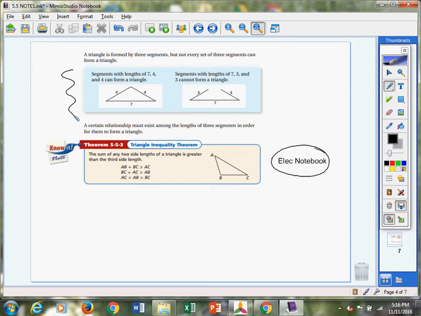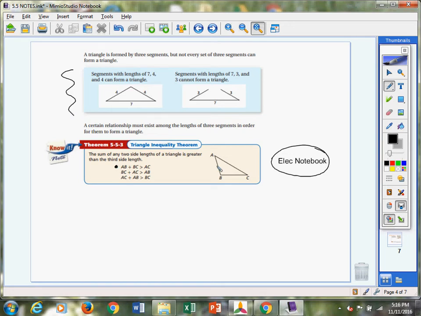There is a way to figure out if the side lengths actually form a triangle, and it's called the triangle inequality theorem. This is what it says: the sum of any 2 side lengths of a triangle is greater than the third side. So whatever 2 you're looking at, they should be greater than the third side, okay? And you're going to have 3 pairings. So here's the first one right here.